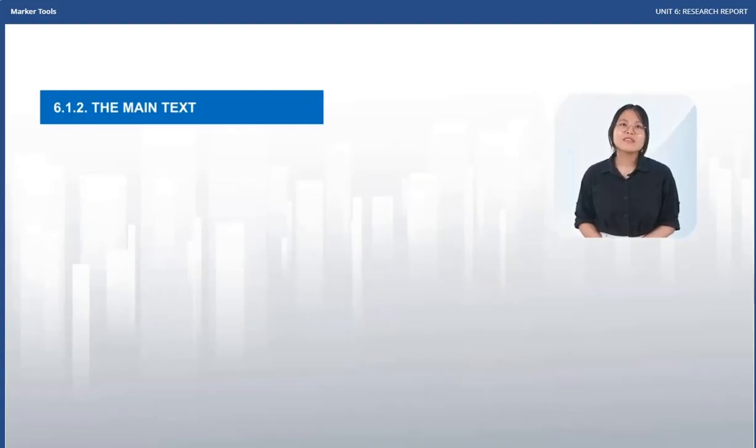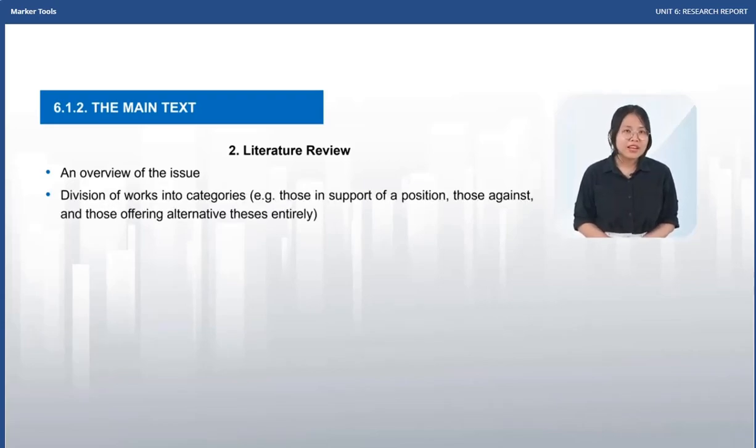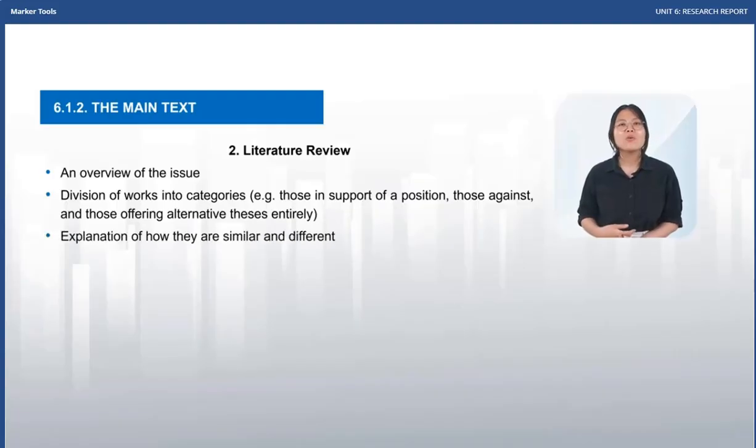Next one is the literature review. A literature review is an overview of the issue, and we have learned it before. I told you that you should divide the works into categories. For example, you can group them by their position or opinion, or you can group them in terms of time. You can explain how they are similar or different.